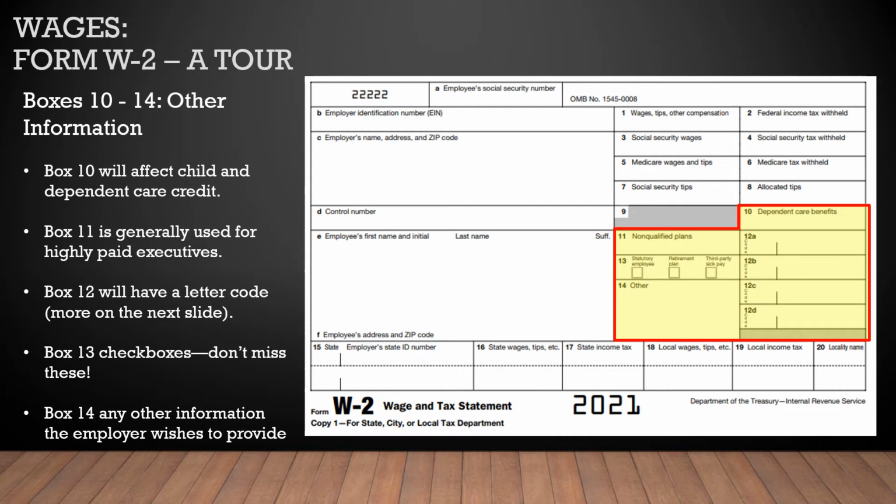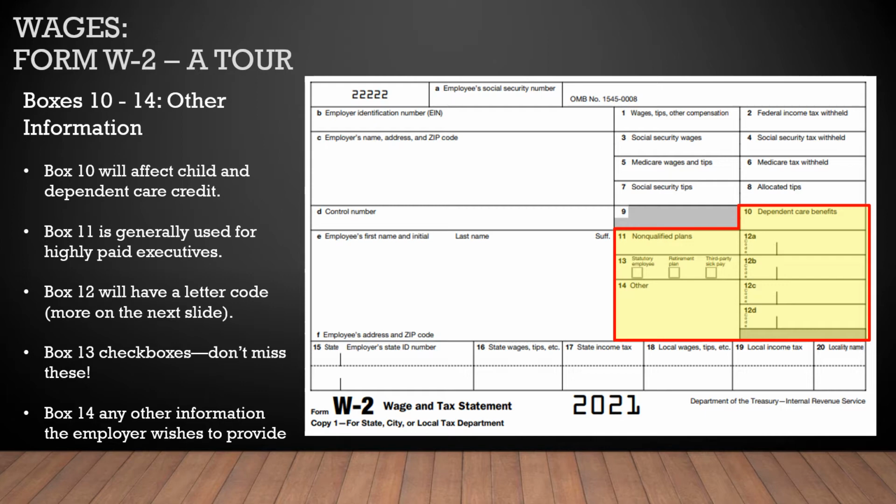Box 12, you'll notice that it has a 12A, B, C, D, and there's a little line through the middle of it. On the left, there will be a letter code and then an amount on the right, and we'll talk a little bit more in the next slide about some of the common codes we're going to see.